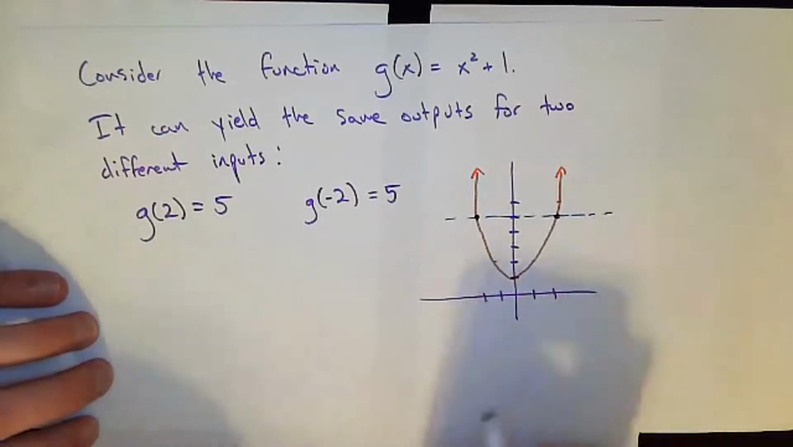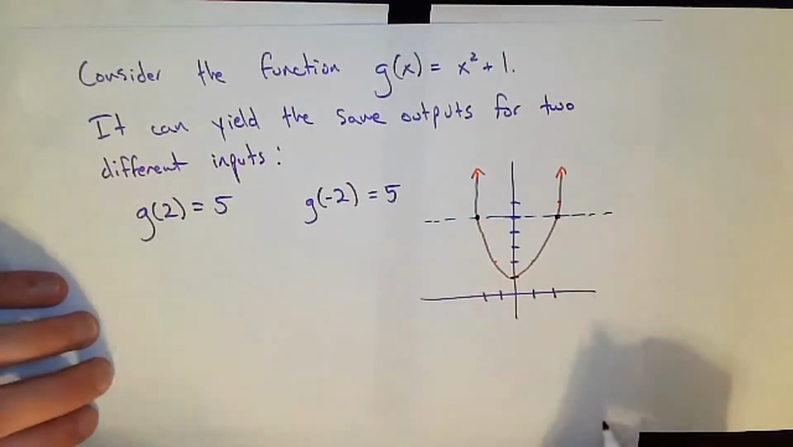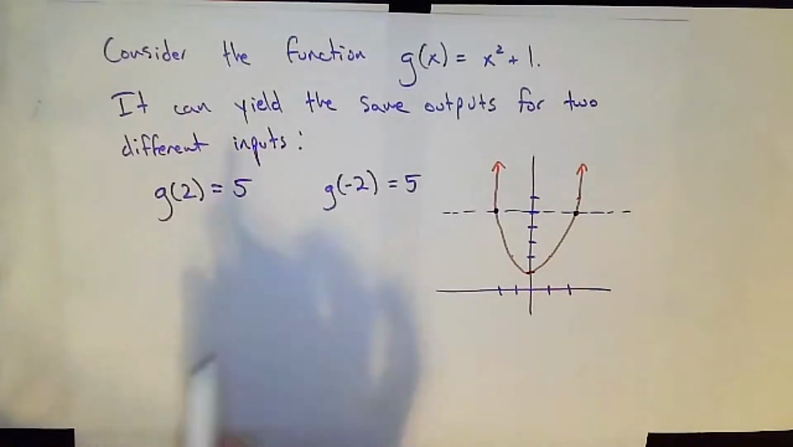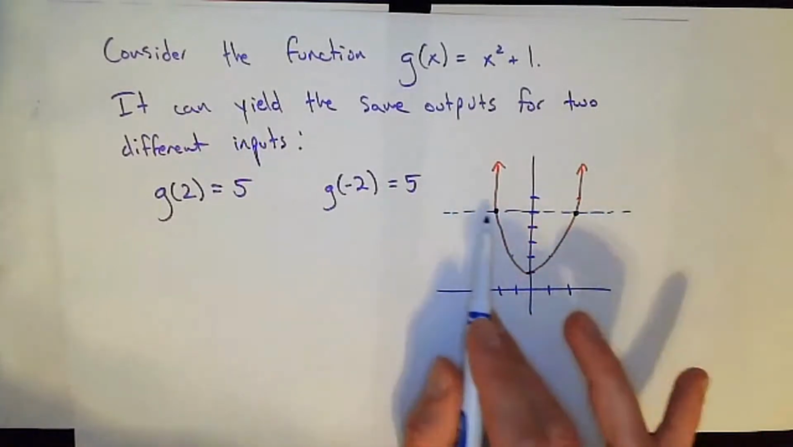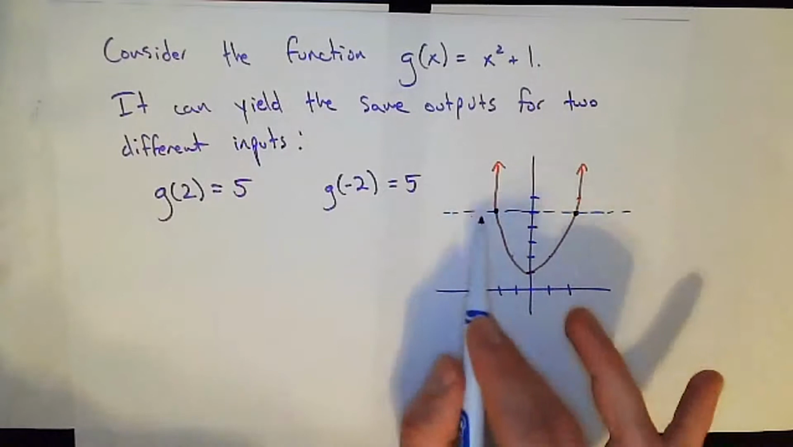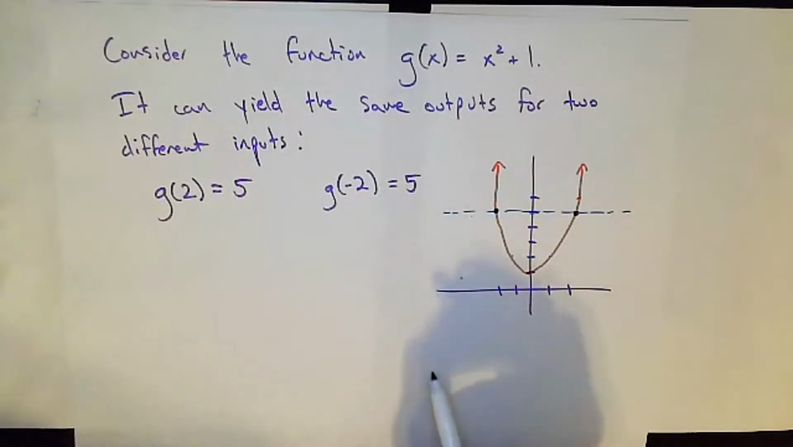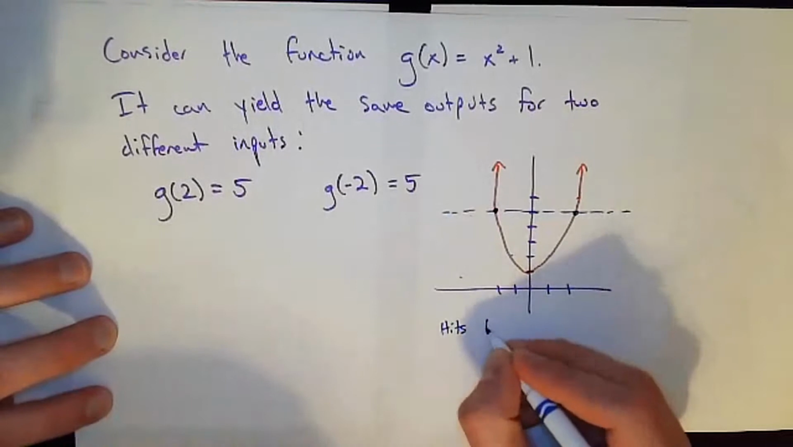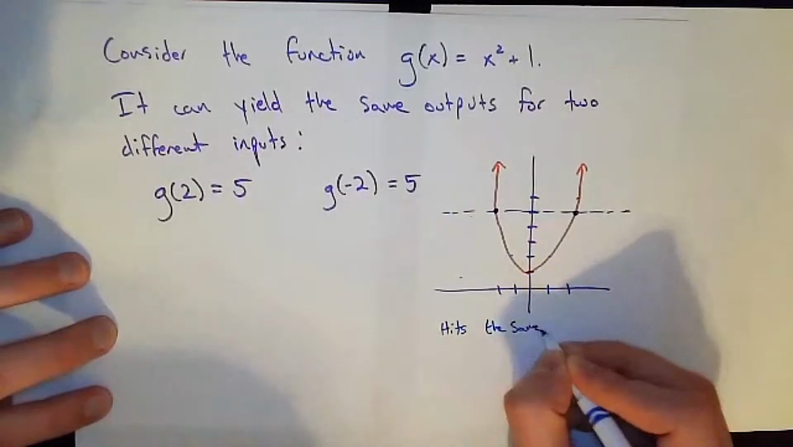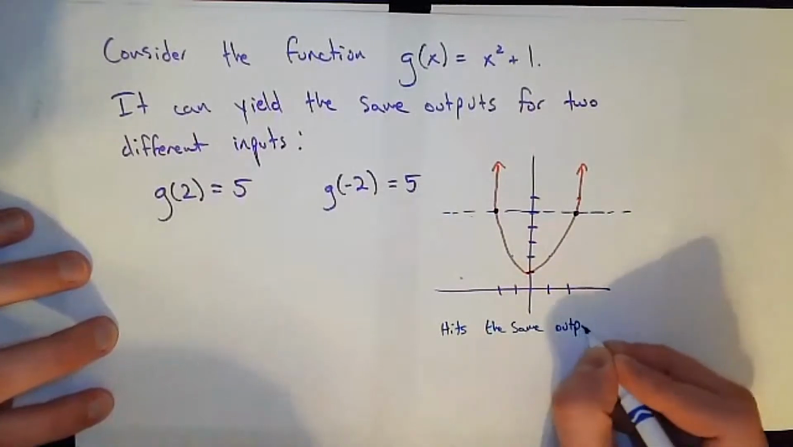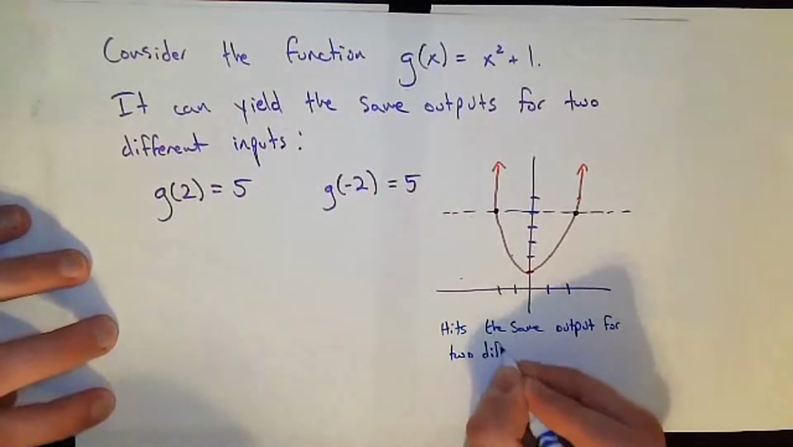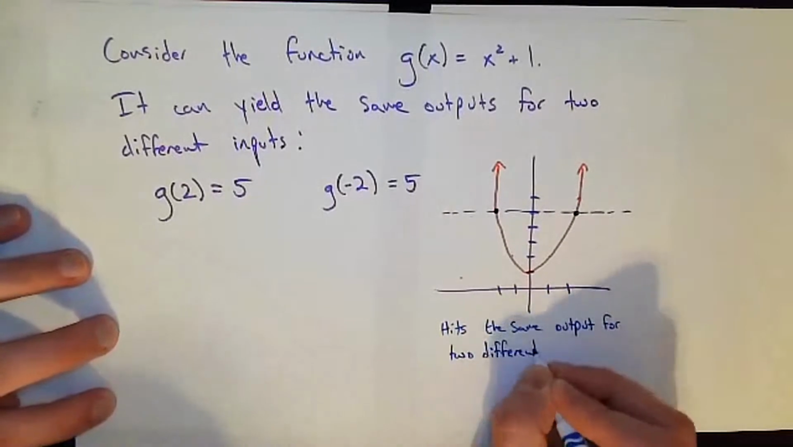It's hitting the same output, sorry, I said that backwards. It hits the same output of 5, same y value of 5, for 2 different inputs. Let's write that down. Hits the same y value, or I'm going to say output, for 2 different inputs. Okay, so why is that a problem?